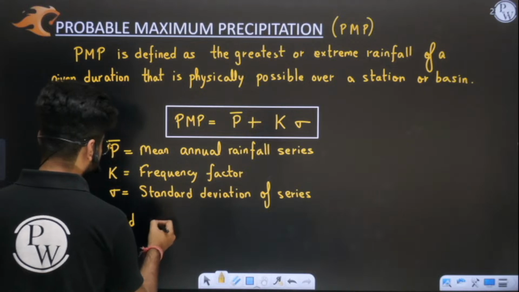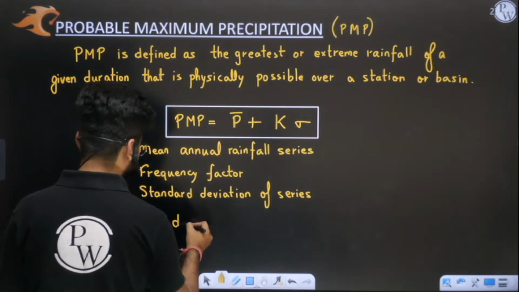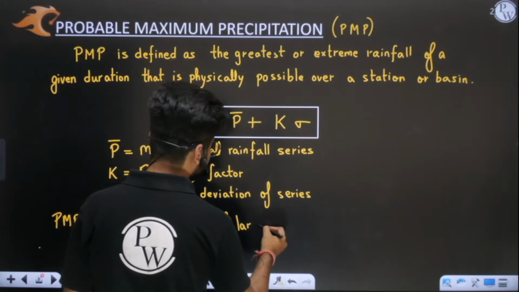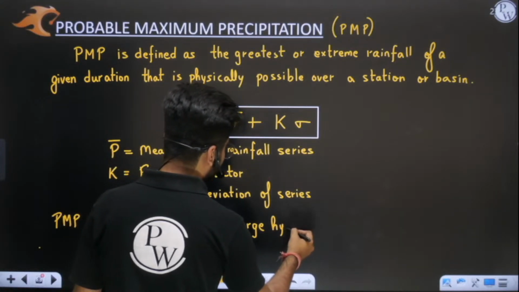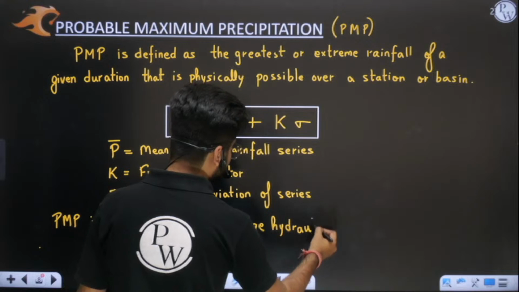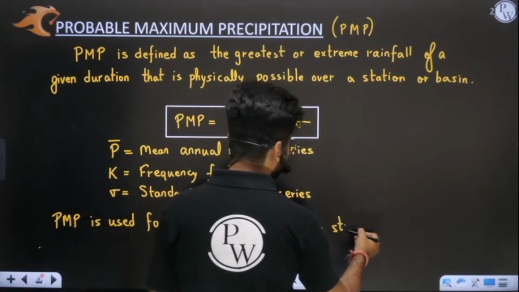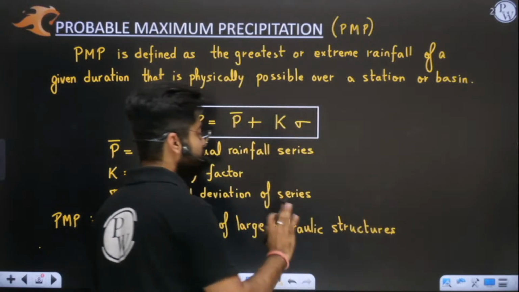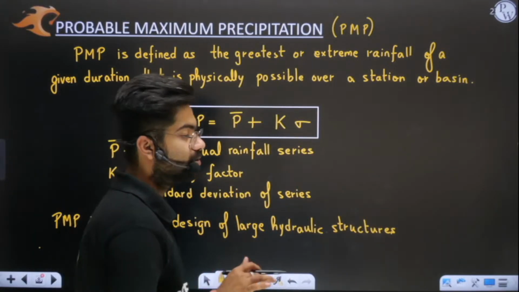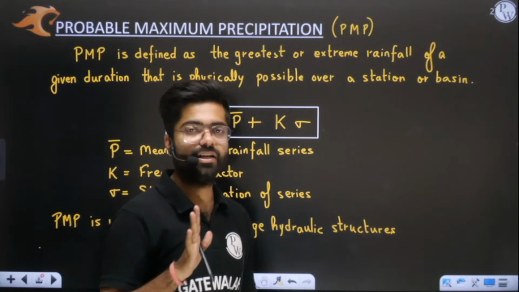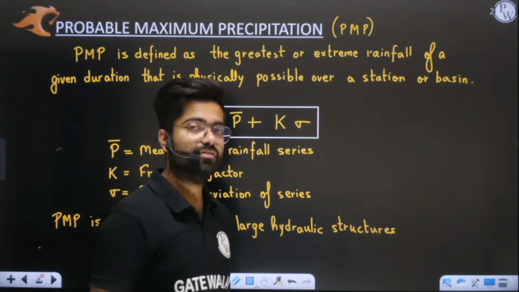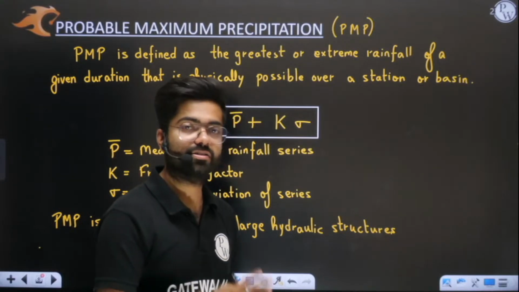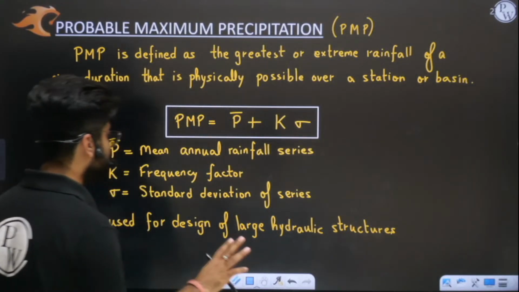PMP is used for design of large hydraulic structures, because if those large hydraulic structures fail, it will cause huge problems. That's why we have to be very sure. We have to prepare. See, if you want to secure all India rank 1 in GATE, obviously you will put in your best efforts. It will cost you more, require more effort, and more time.